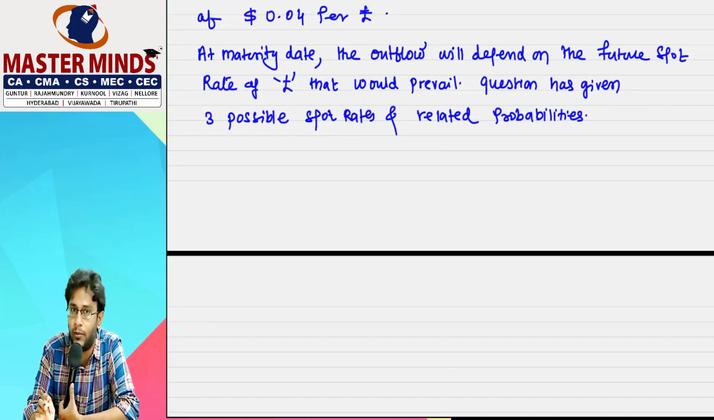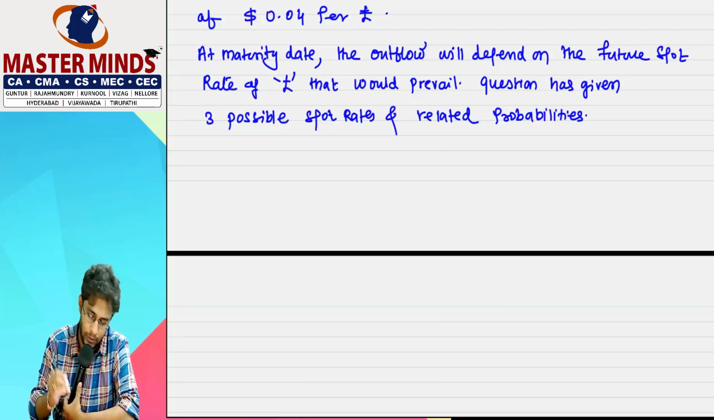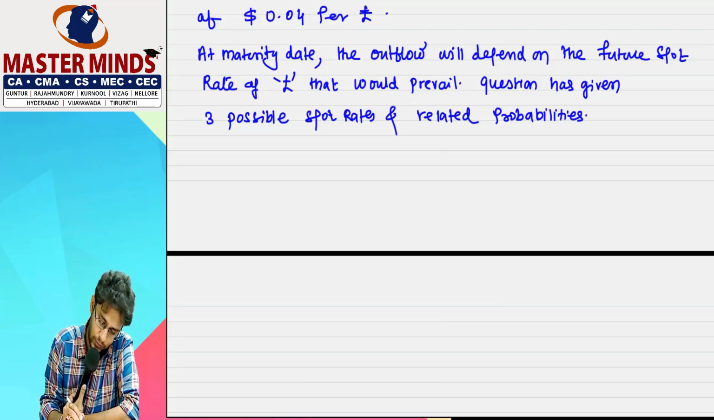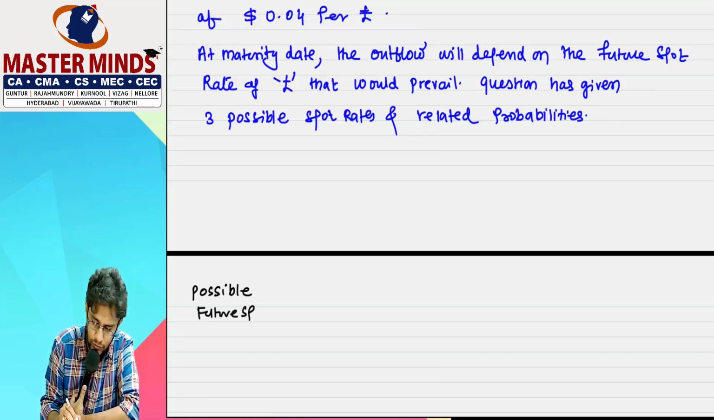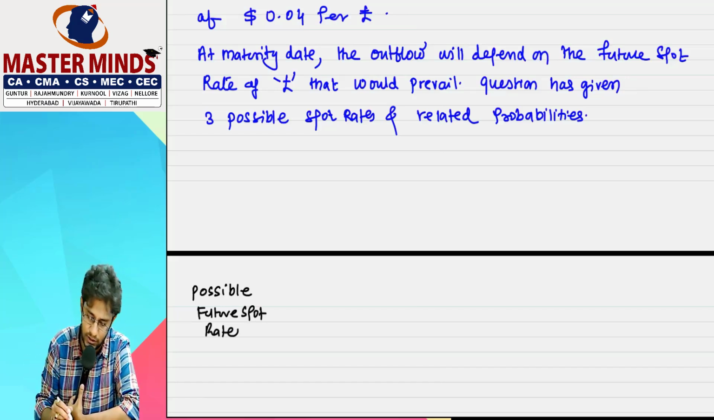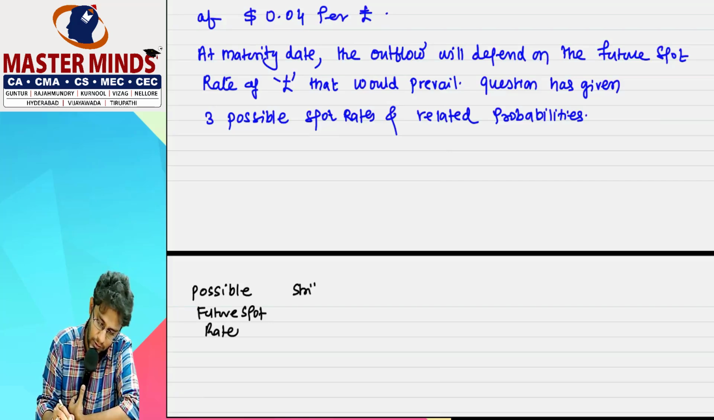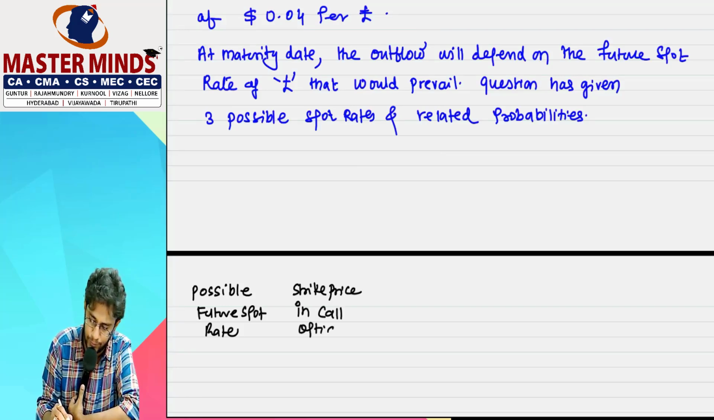Sir, don't write what I am writing. I'll prepare some columns. You try to understand why so many columns, meaning why we are preparing what we are preparing. Don't write parallelly, watch first. The first column should be the possible future spot rate, meaning the three rates the question has given. Okay, next. Strike price, in which option is this? Call option.